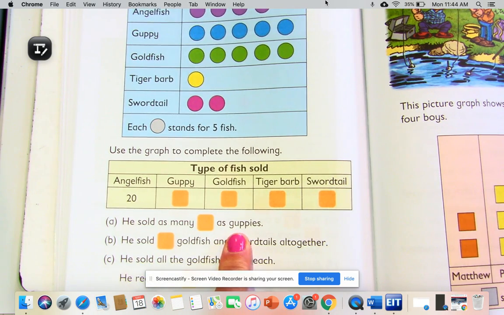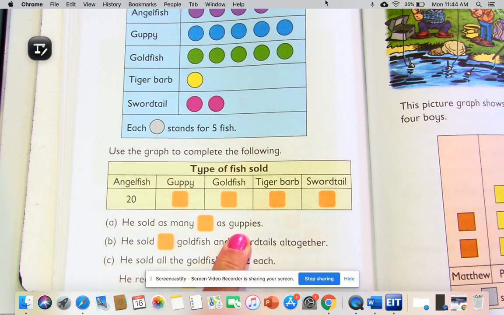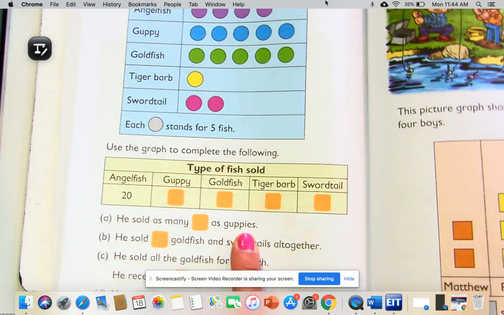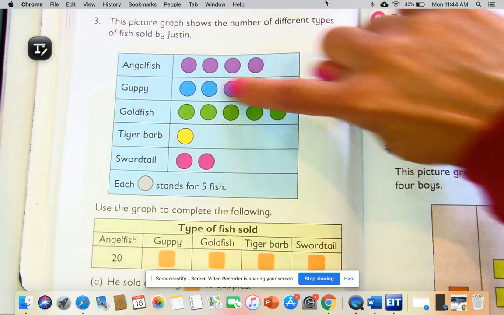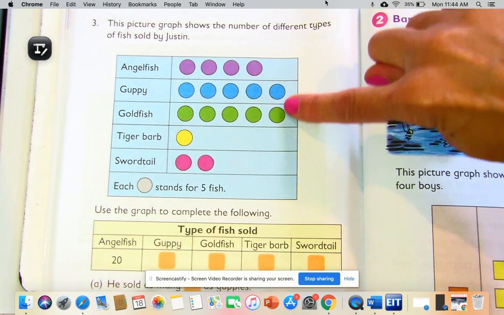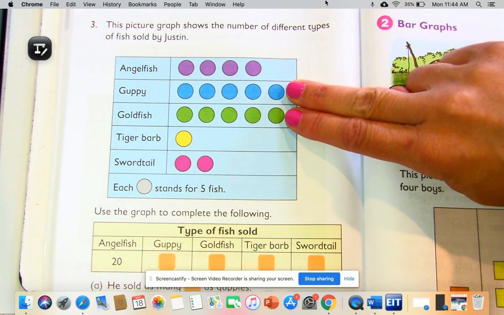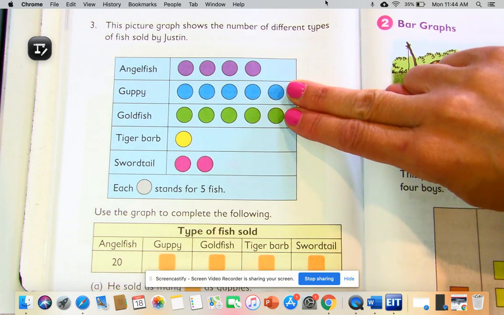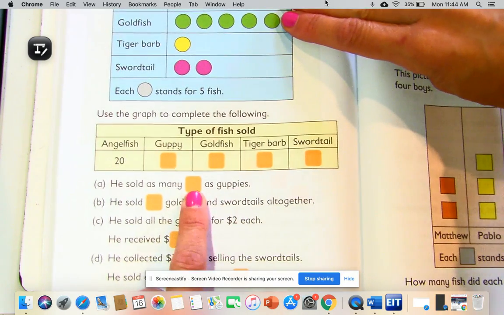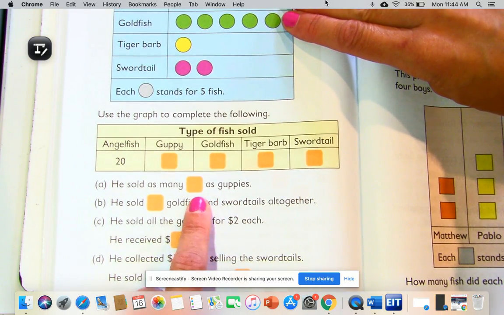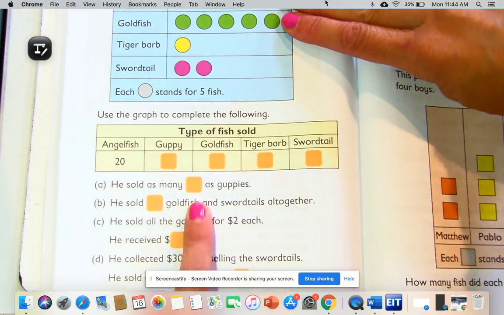So I think with this question, they're asking us which other type of fish did he sell the same amount of as guppies? If we look up here at our guppies, we can see that guppies and goldfish have the same number of circles. So that means that he sold as many goldfish as guppies, the same number of goldfish and guppies.